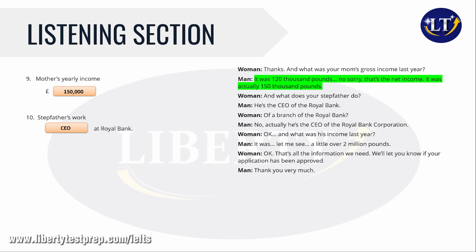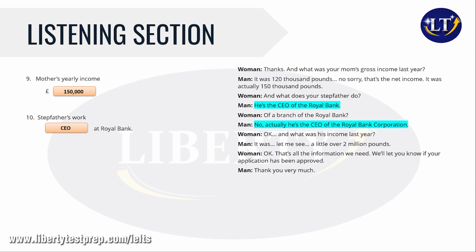This will often happen, okay? Not only in part 1, also in part 2. So they will give first one answer and then they will correct that answer later on. And then number 10, the answer for the stepfather's work would be that he is the CEO at the Royal Bank. And he says that twice, so that's pretty easy, right?